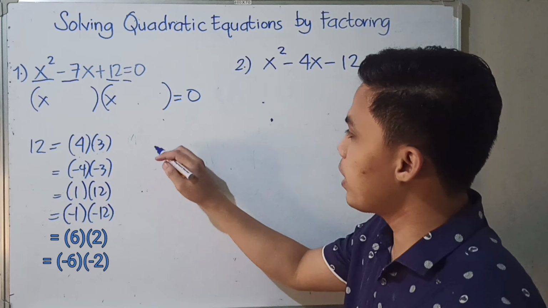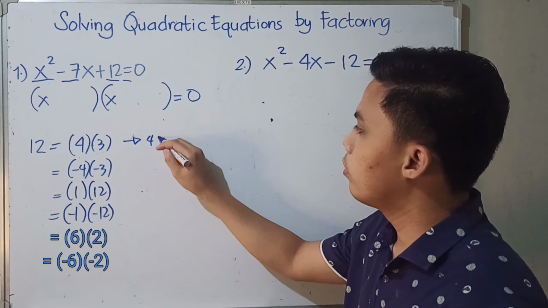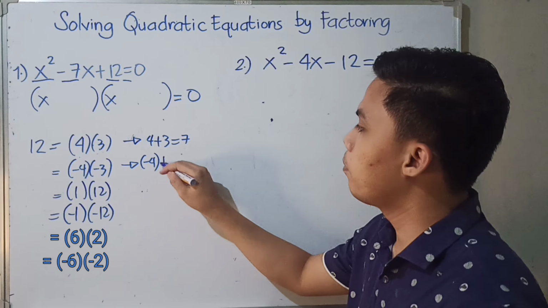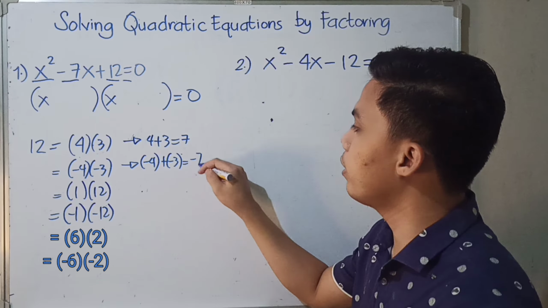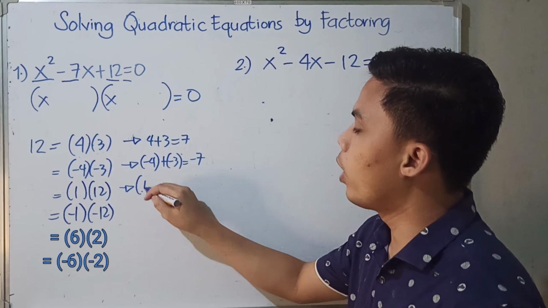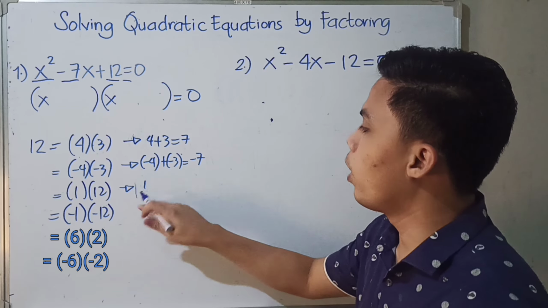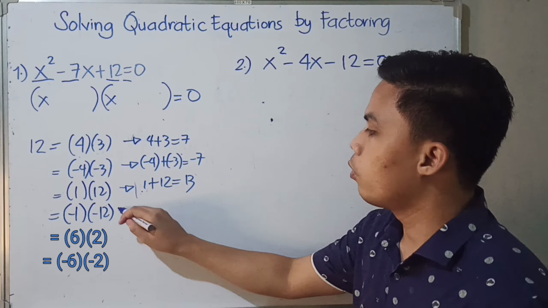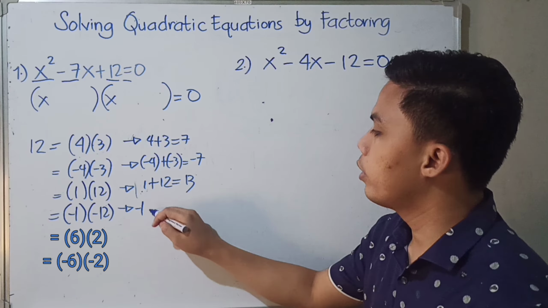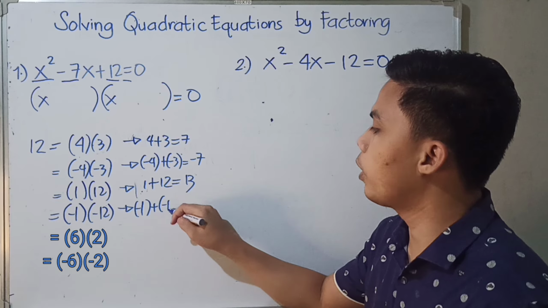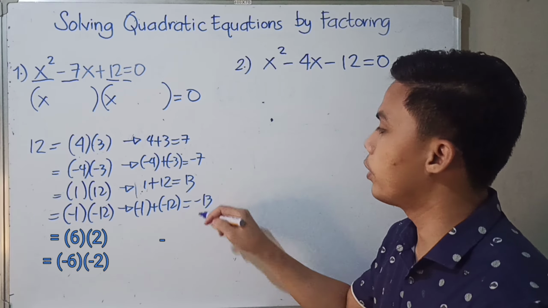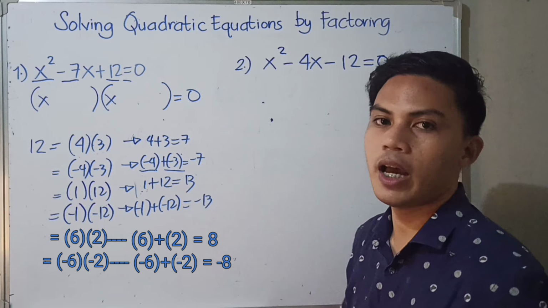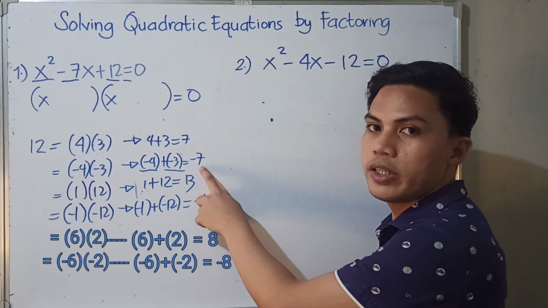Okay. So, kung 4 plus 3, magiging positive 7. Kung negative 4 plus negative 3 naman, magiging negative 7. Kung 1 plus 12, magiging positive 13. Kung negative 1 plus negative 12 naman, magiging negative 13. So, sa mga factors, ang negative 4 at negative 3, ang makakarive tayo ng answer na negative 7.